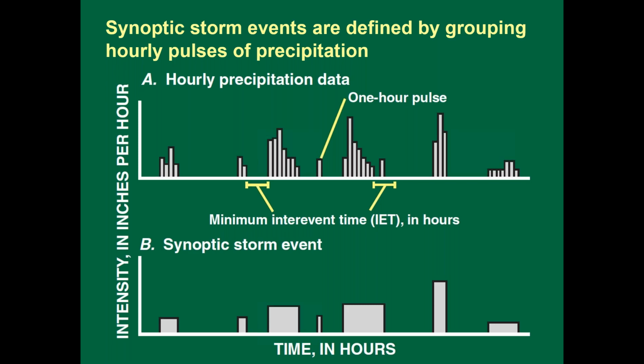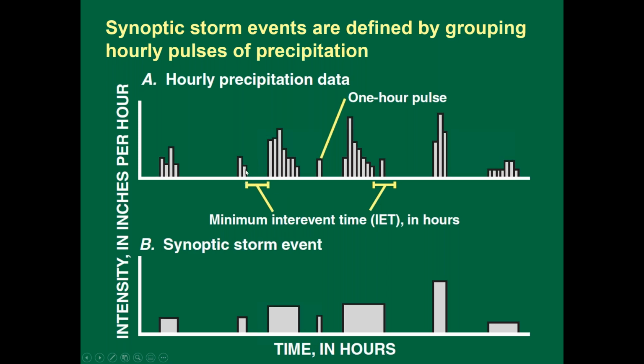So these graphs show the precipitation intensity in inches per hour on the vertical axis and time in hours on the horizontal axis. The schematic diagram is an example showing the process for lumping hourly rain pulses into these synoptic events. Each bar on the upper timeline, which is labeled hourly precipitation data, represents a 1 hour pulse of precipitation. The minimum inter-event time is used to either separate pulses into different storm events or to lump pulses within an event. So you can see there's this minimum inter-event time on this time axis.